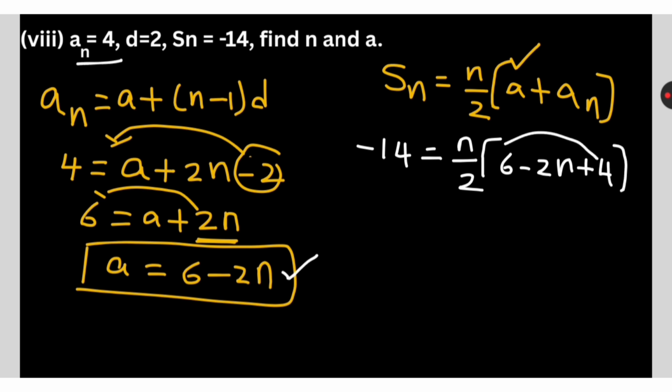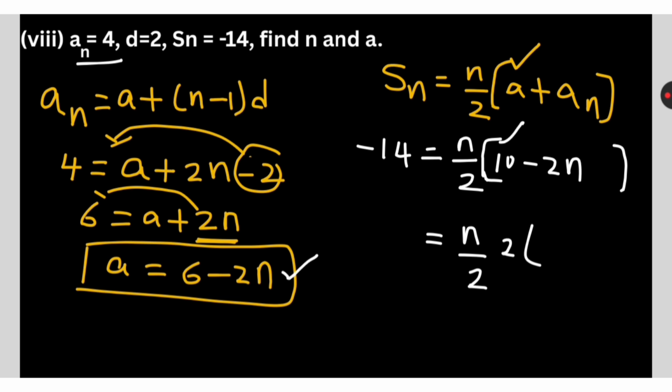So 6 plus 4 gives 10. So 10 minus 2n. In the denominator we have a 2, so in the numerator, take 2 as common. If you take 2 as common, in the 10 we are left with 5, since 2 times 5 is 10. So minus, taking 2 as common, we are left with only n. And here the 2 gets cancelled, and the left hand side is minus 14.